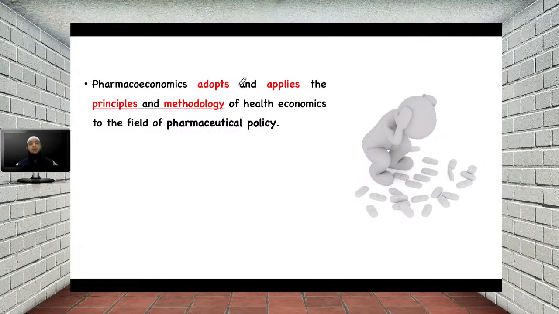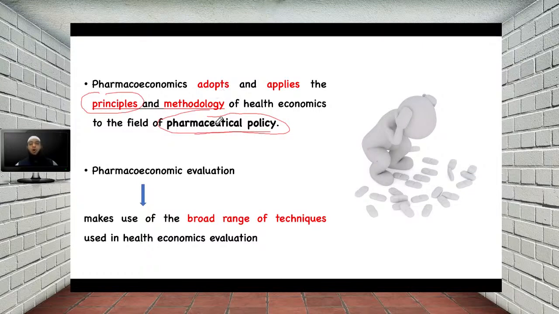Pharmacoeconomics adopts and applies the principles and methodology of health economics to the field of pharmaceutical policy. Now if you know a particular area like Dharavi, where there are many poor people who cannot afford branded medicine, then it is the role of the government to establish clinics where generic medicine can be given to those patients, so that their health can be ensured. Such pharmaceutical policy can be developed by the government based on pharmacoeconomic studies, or on the principles and methodology of health economics applied to pharmaceutical policy. Okay, so pharmacoeconomic evaluation makes use of a broad range of techniques used in health economic evaluation. We'll see this broad range of techniques most probably in the next lecture.